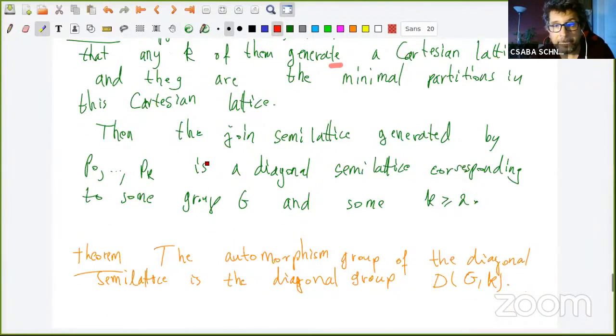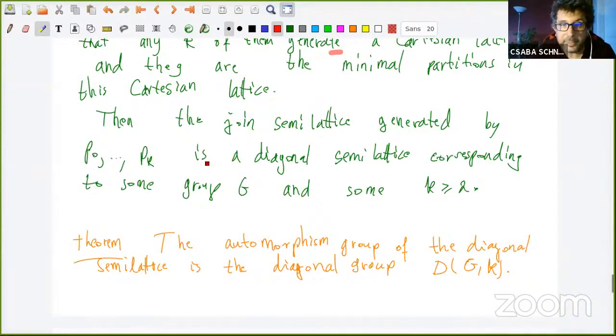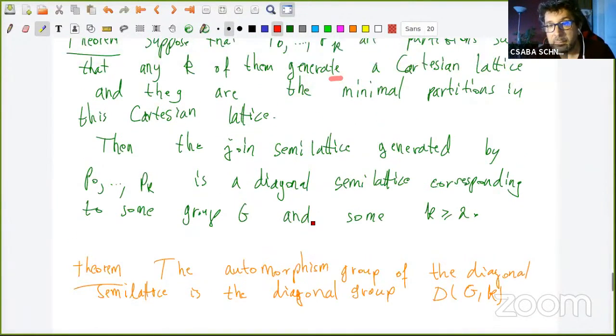And one more theorem: the full diagonal group is the automorphism group of this diagonal semilattice. This theorem says that the full automorphism group of the diagonal semilattice is in fact equal to the diagonal group. So now we have two structures, the diagonal graph and this diagonal semilattice, such that the diagonal group is the automorphism group of each of them. And I think I will stop here.